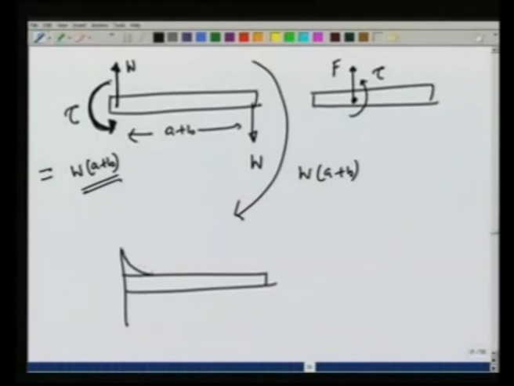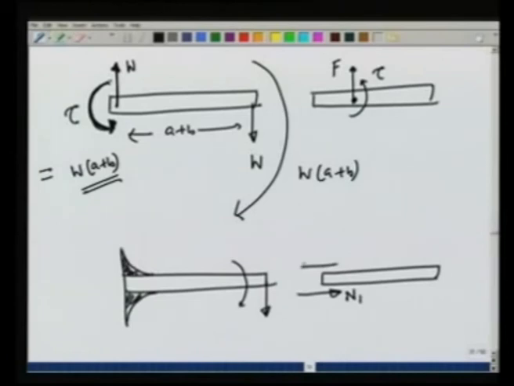Let us see now a similar support which is not into the wall, which is not built in, but is welded at the corners. And I apply a load here. Let us see what will happen. As this load is applied, you will see that this has a tendency to turn like this, and therefore, there will be a force generated in this direction. Let us call this N1, and there will be a force generated in this direction. Let us call it N2.